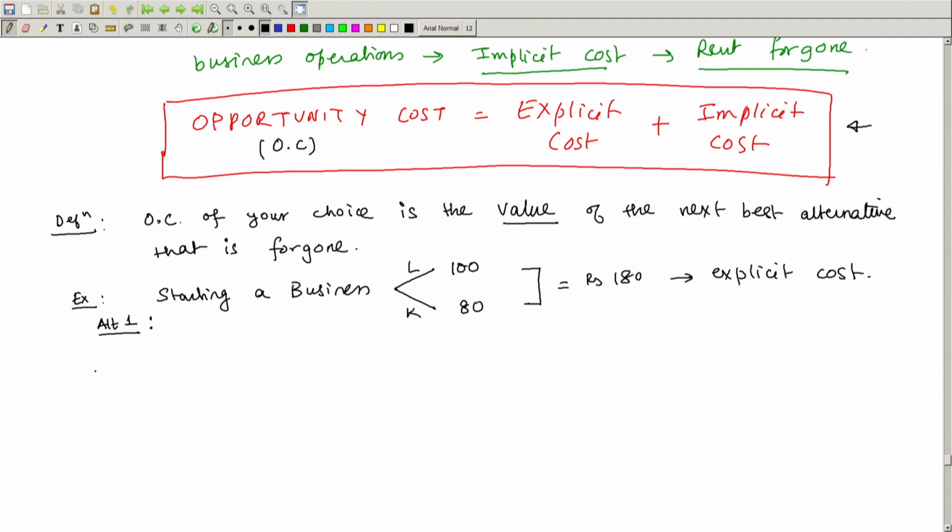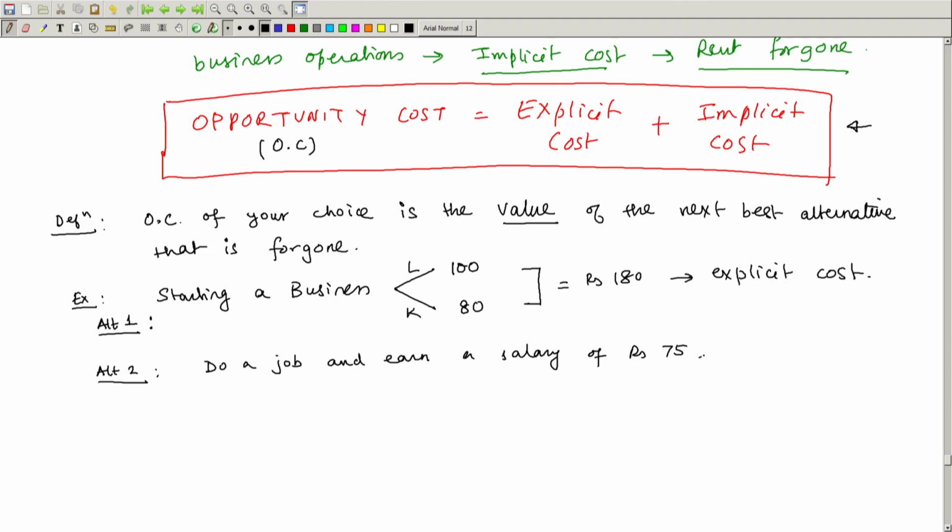The next best alternative, which I will call alternative 2, is to work somewhere, do a job and earn a salary of rupees 75. I am just again throwing a number, 75,000, but let us say I have normalized everything to thousands. So, let us say the salary that you get is rupees 75.